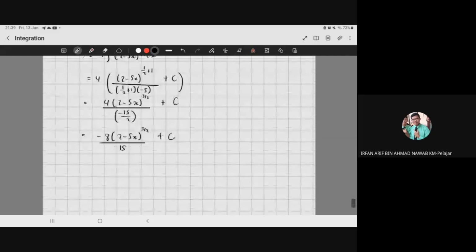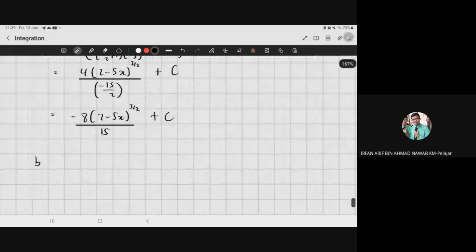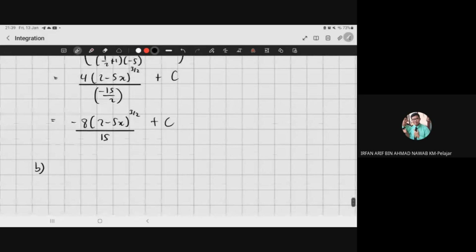Okay, so let us try another question. Question B, where we are given an integral, which is square root of x plus 2 over cube root of x plus 2 dx. First things first, you make sure your terms are power of 1 over 2, power 1 over 3, etc., because you want to apply the basic rules. So let's try from here.